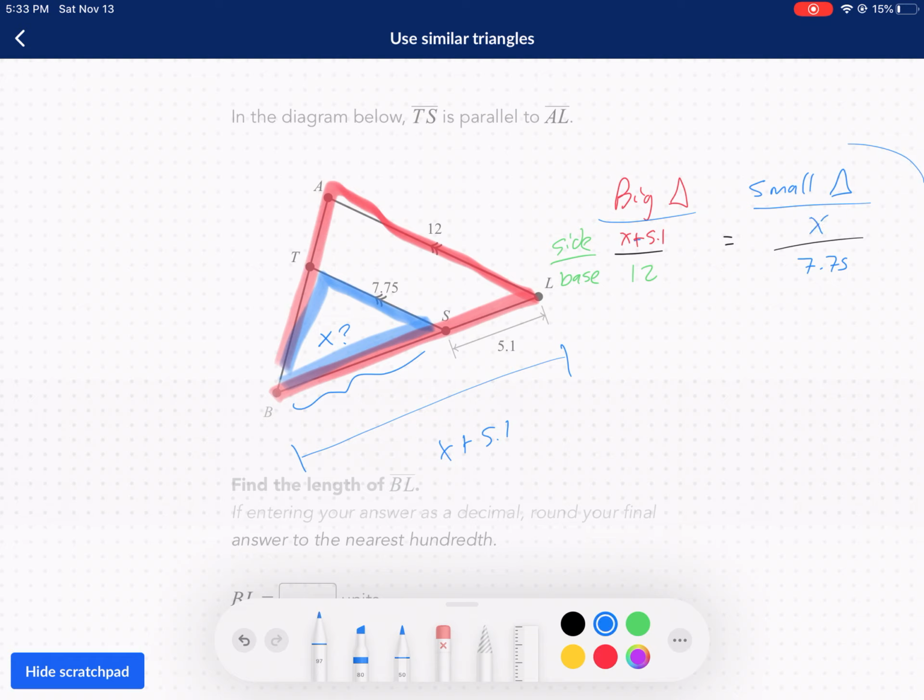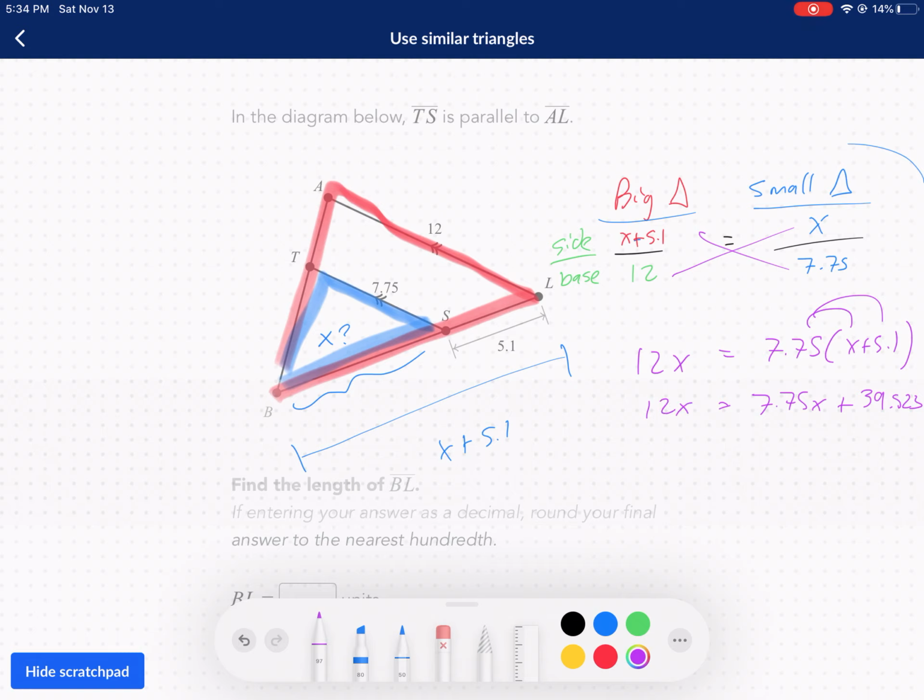We call it x. So what we're going to do here is cross multiply and solve. So we have 12x equals 7.75 times x plus 5.1. A lot of students struggle with that. That is distribution there. Okay, so I need to distribute first: 7.75x plus 7.75 times 5.1. Okay, and I get 39.525, kind of ugly there, equals 12x.